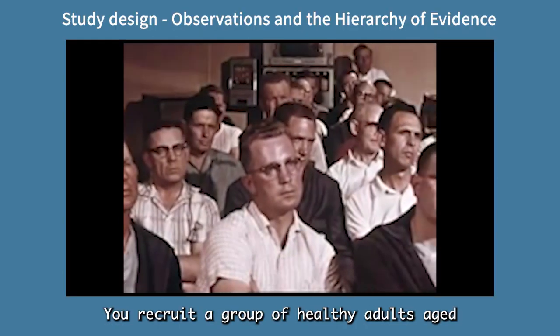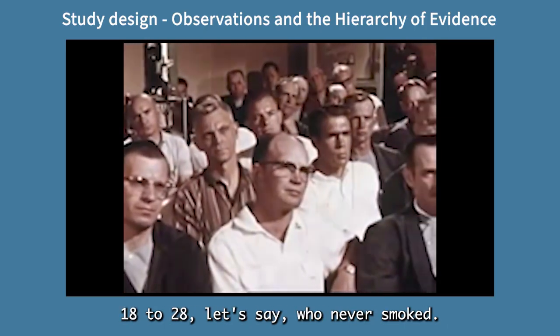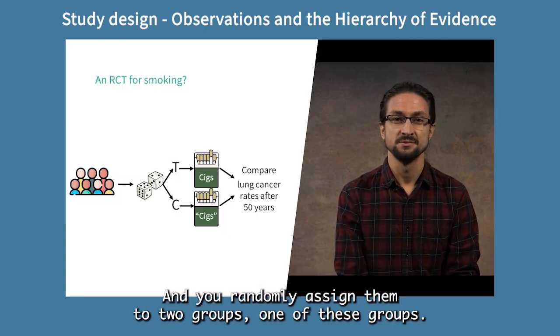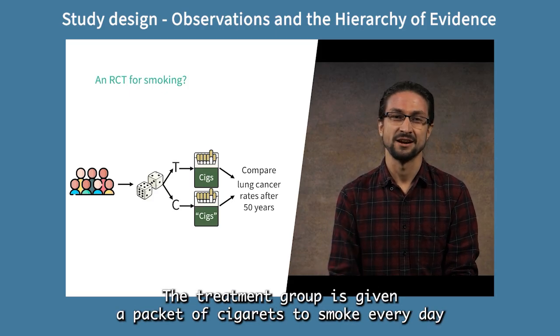You recruit a group of healthy adults aged 18 to 28, let's say, who never smoked, and you randomly assign them to two groups. One of these groups, the treatment group, is given a packet of cigarettes to smoke every day.